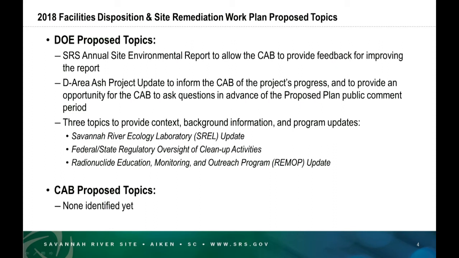The D Area Ash Project team came to me and asked me to include them on the work plan for this year because they would like to give a presentation getting everybody up to speed on the progress on the project, and also to provide an opportunity for the CAB to ask any questions in advance of the public comment period that will accompany the proposed plan in the fall.